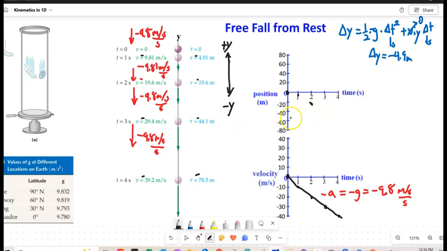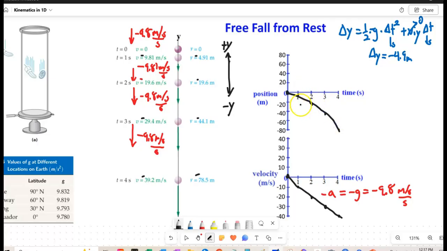And then after the third second, you're almost at 55. And so I'm going to take this as 50, 45. And then finally, at the fourth second, you're at almost 80. So take this across, negative 80. So you can see that this is curved.